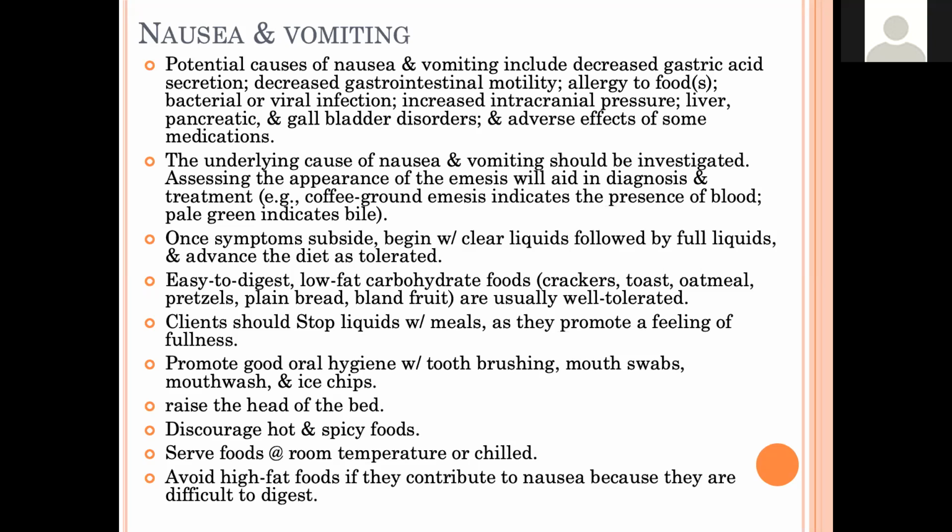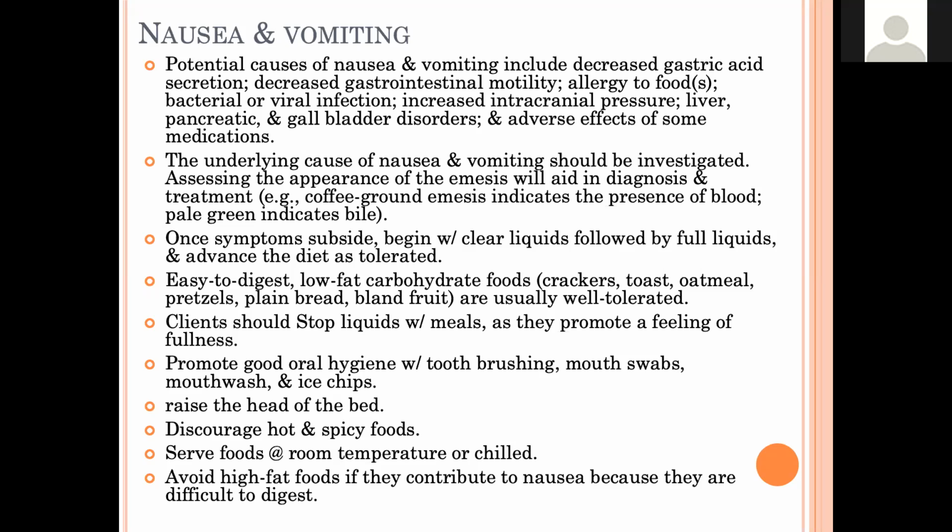Raise the head of the bed. Now, why is this? This is to try and keep the stuff down that we want to keep down. It's also to make sure that we don't have emesis and the patient ends up choking on their own emesis. If they're lying down and they're weak, it's possible that they could throw up and then choke on that.